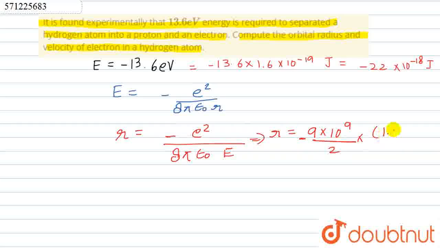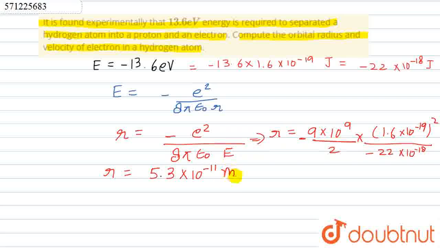The value of e square is 1.6 multiplied by 10 to the power minus 19 whole square, upon the value of E, which we have found out in joules, which is minus 22 multiplied by 10 to the power minus 18. So minus and minus cancel out, so r comes out to be 5.3 multiplied by 10 to the power minus 11 meters. So this is the radius of hydrogen atom, the orbital radius.